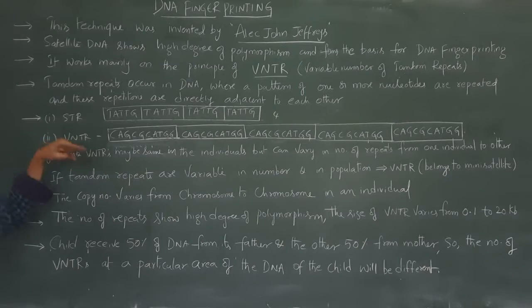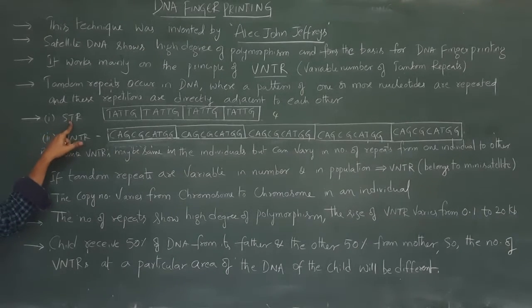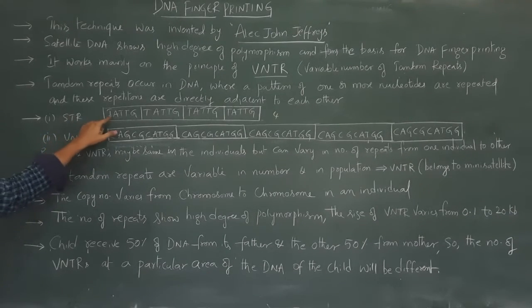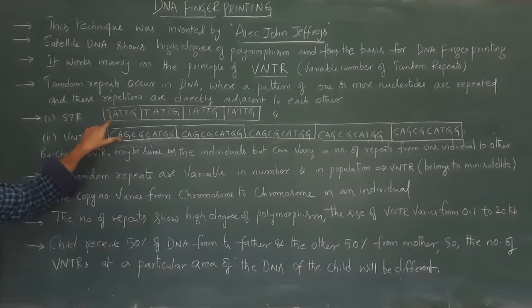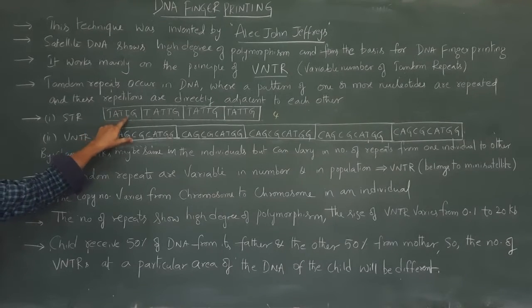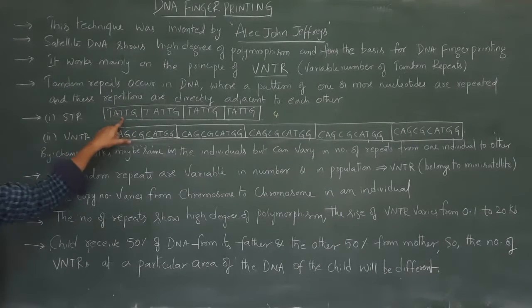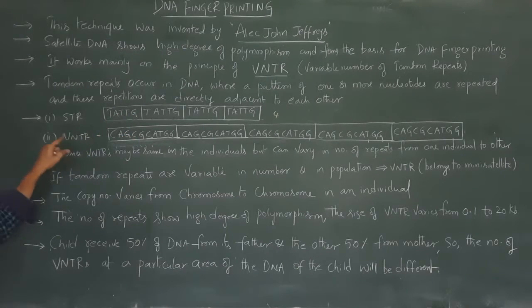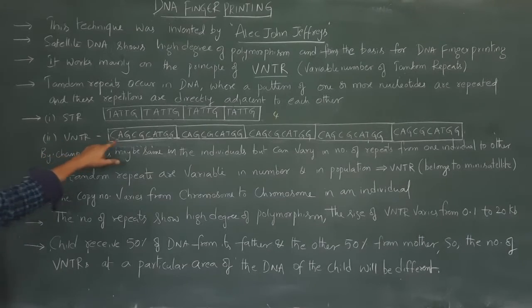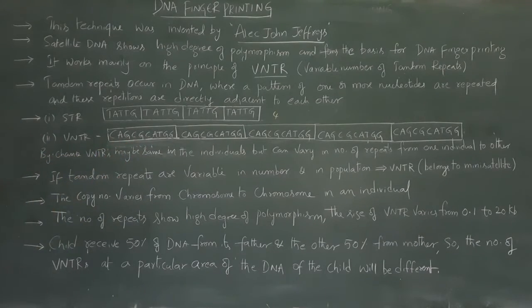In case of microsatellite, STR comes under microsatellite. Here it is rich in AT. If you observe this, it is TATTG, so more A and T will be there. So it is rich in AT. In case of VNTR, it is rich in GC, that's why you can find more GC here. That you should keep in mind.